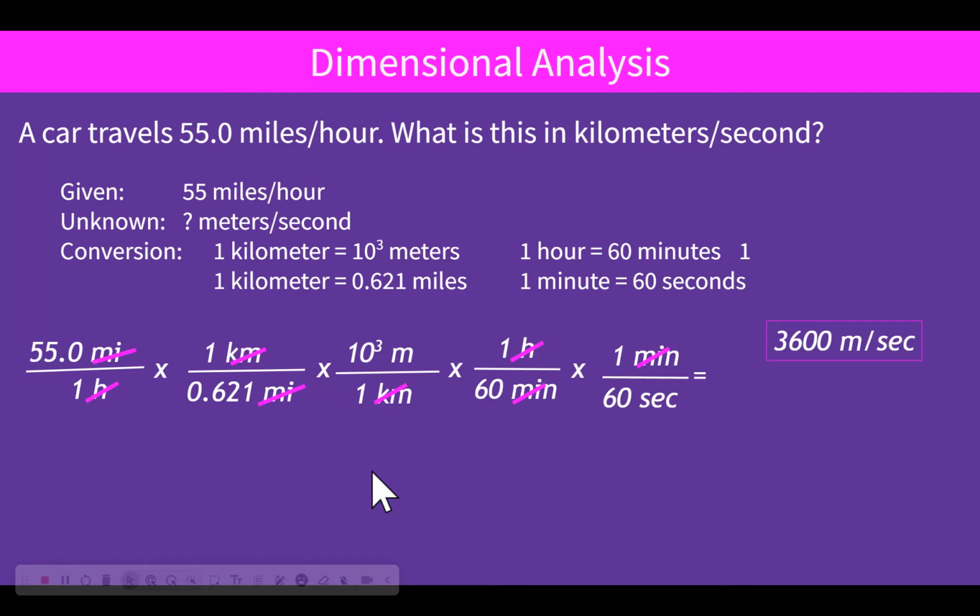Now, this one's a little bit interesting in terms of sig figs because I need to have 3 significant figures in my answer. To write 3,600 with 3 significant figures, what we're going to do is put it into scientific notation. So we know that when we have a decimal, trailing zeros count as significant. So our answer is going to be 3.60 times 10 to the third meters per second.